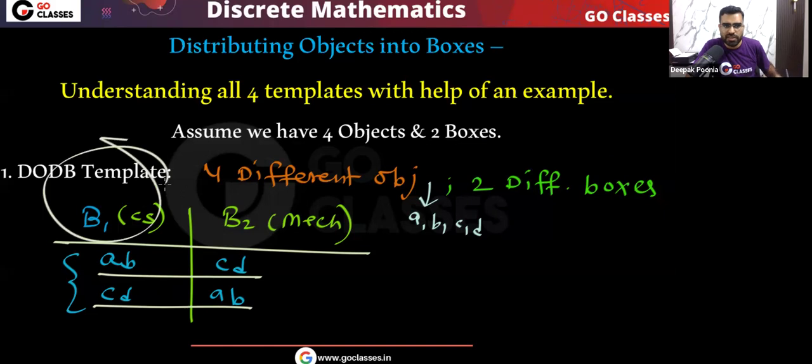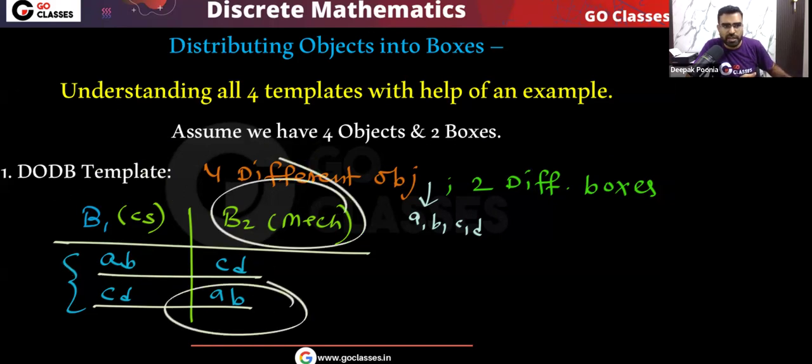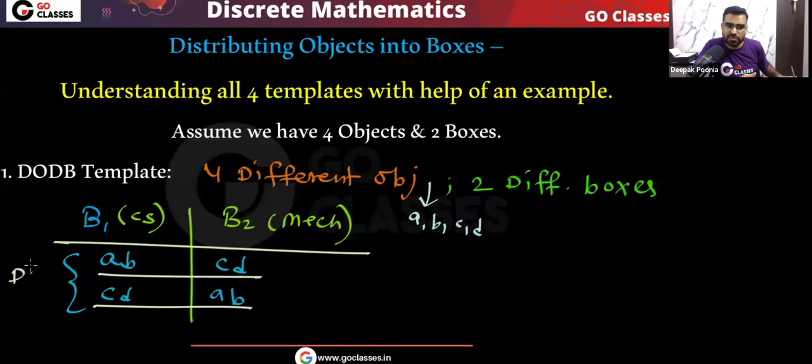So here you have B1, that is computer science branch, and B2, that is mechanical branch. So remember, here AB, they are going to computer science branch, and here AB are going to mechanical branch. So definitely these are different. Yes or no? Very simple. Remember that these two distributions, they are different.